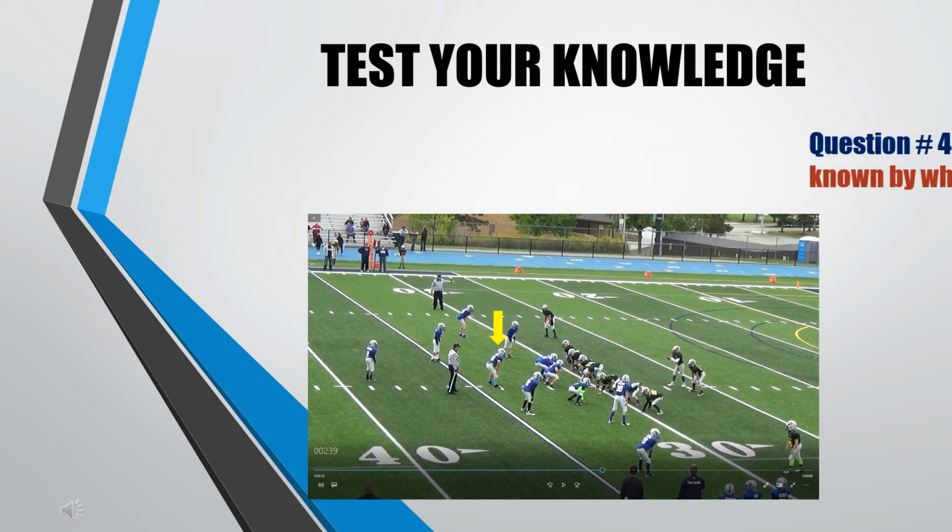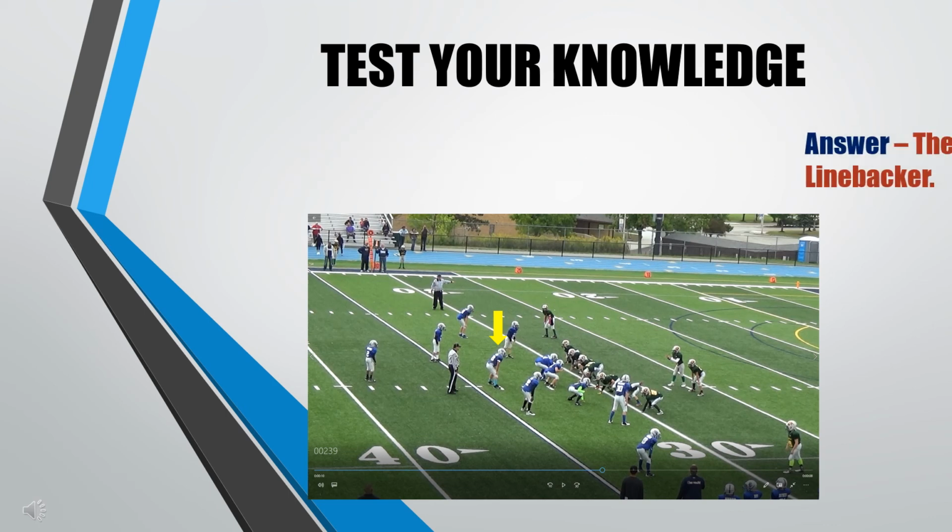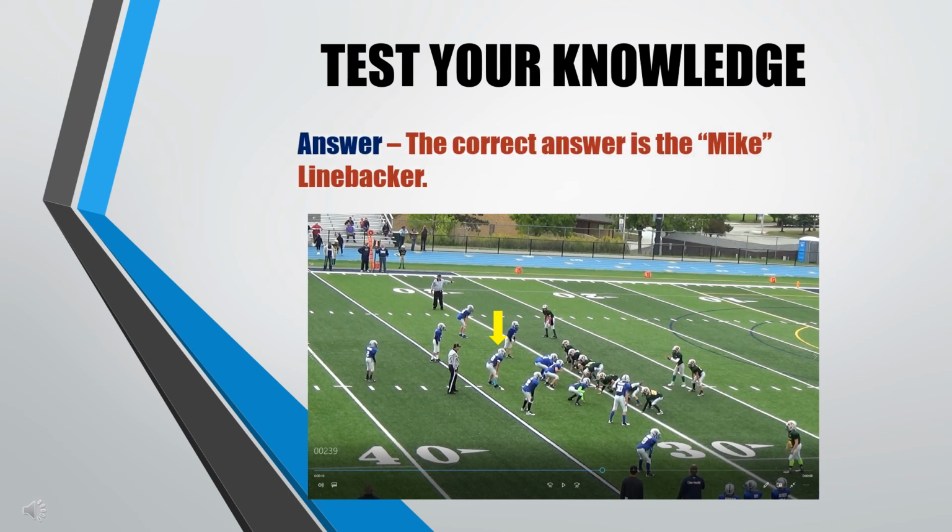Question number 4. The middle linebacker is also known by what common name? The correct answer is the Mike linebacker. If you got that one correct, you were definitely paying attention.